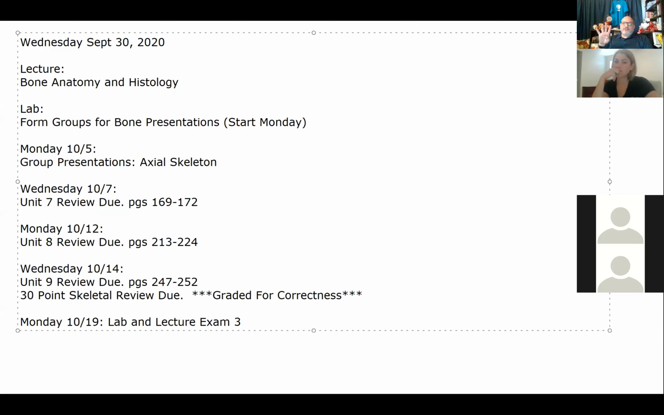There are 4 assignments for this section. Unit review 7, 8, and 9, and you know what to do with that. There are both check your recall and check your understanding, 2 parts of all of those. Both of those parts are due at the beginning of class, and they are graded for completeness. I'm looking for time and effort. There is a 4th assignment, and that 4th assignment is the 30-point skeletal review. This assignment is worth 30 points, and it is graded for correctness.